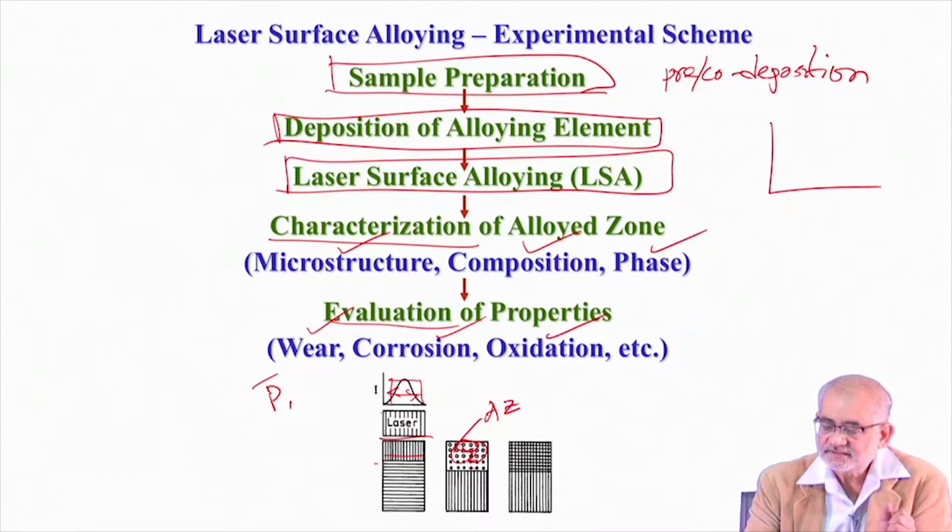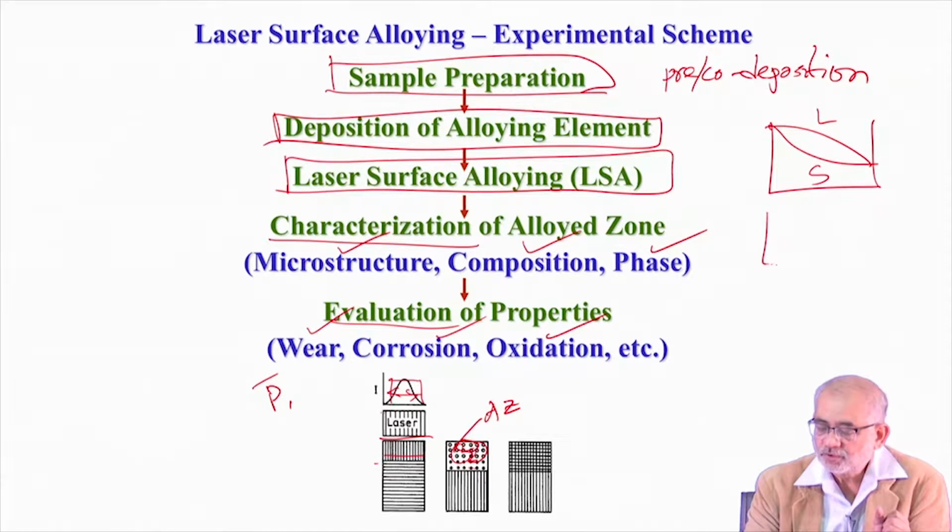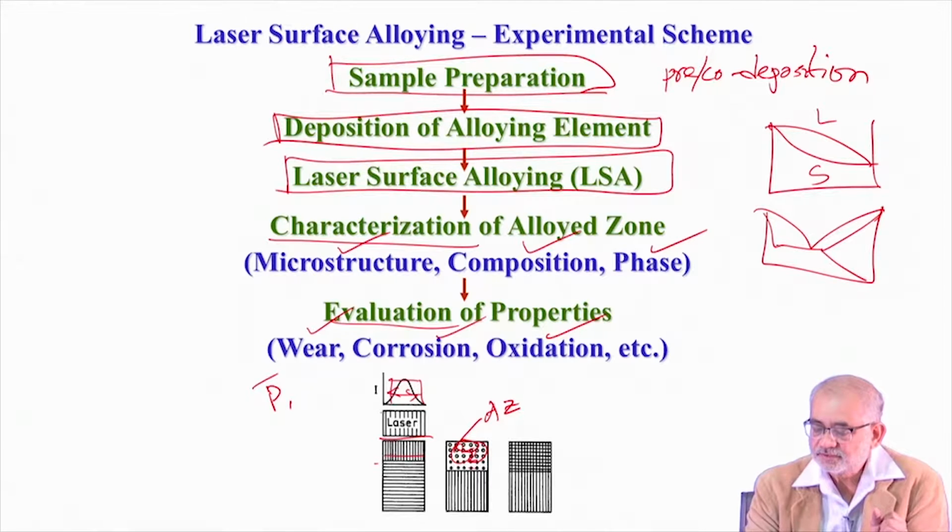very rarely do you have an isomorphous system where solubility is infinite both in the liquid state and in the solid state. More often than not, you would come across situations, say for example a eutectic or a peritectic or whatever. So in that case, there will be a solubility limit here, right?